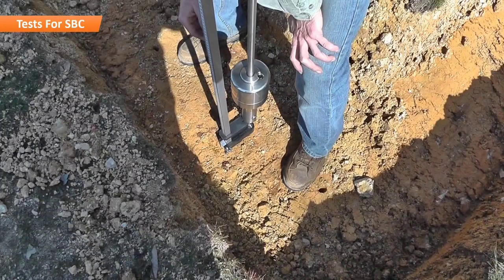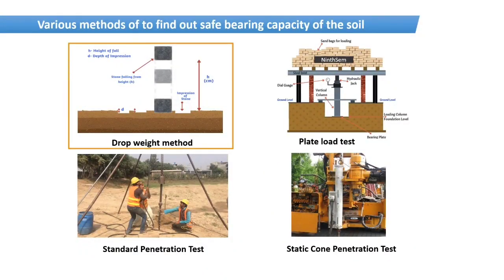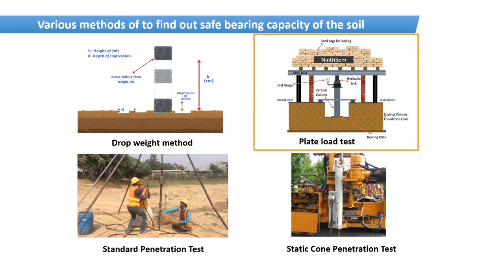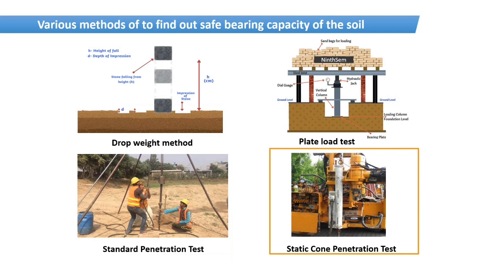Now let's go to the tests. Which kinds of tests are performed to find out the safe bearing capacity? These are the important tests: drop weight method, plate load method, SPT test. What is SPT test? It is the standard penetration test. And this is the SCPT test, the standard cone penetration test. So let's go to the details of each test. Now start with the drop weight method.